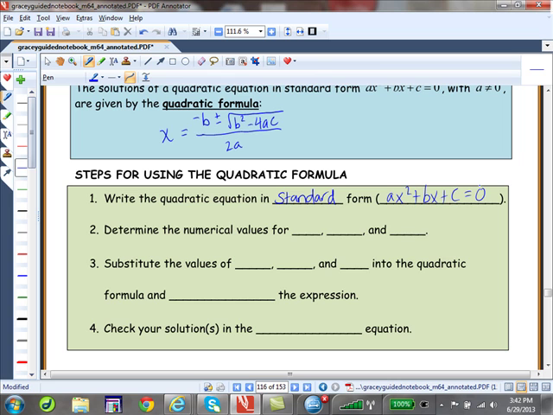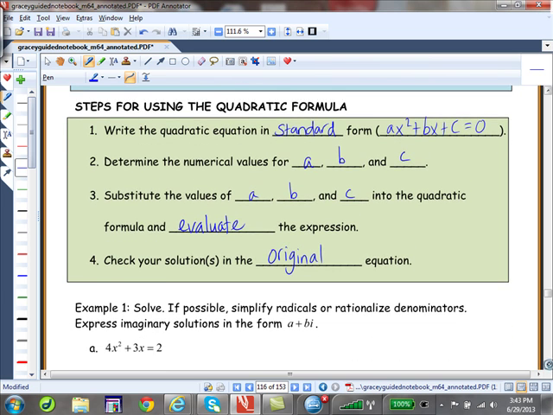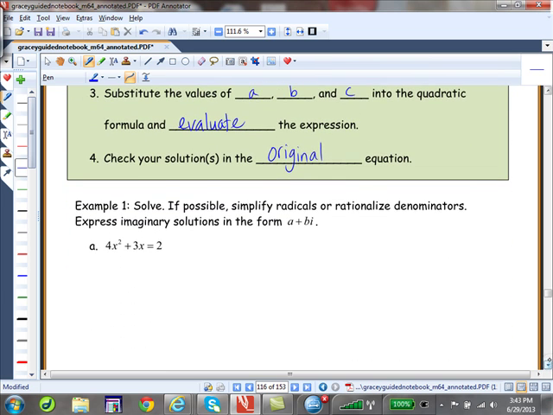We've got a squared. Okay, determine the numerical values for a, b, and c, and then substitute the values of a, b, and c into the quadratic formula, and then evaluate the expression. And then you check your solutions in the original equation. I will leave the checks to you.